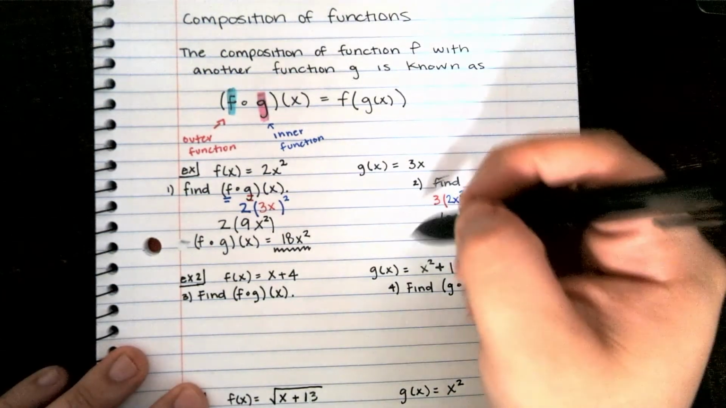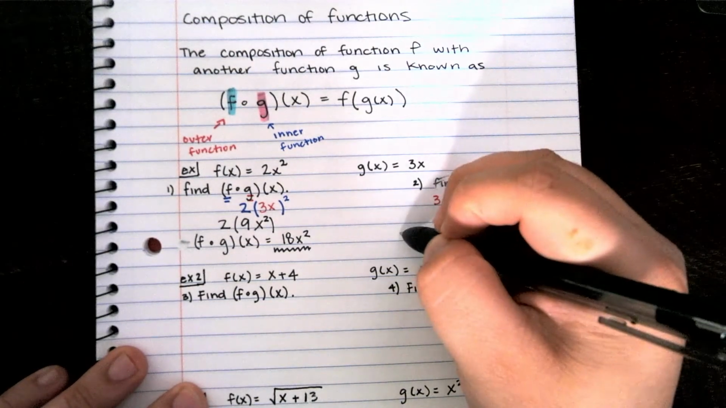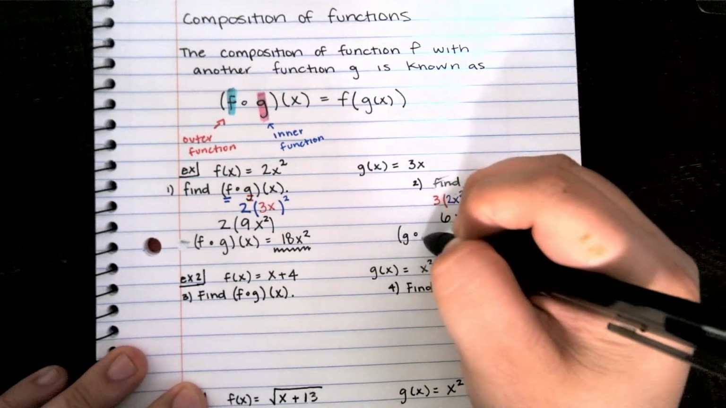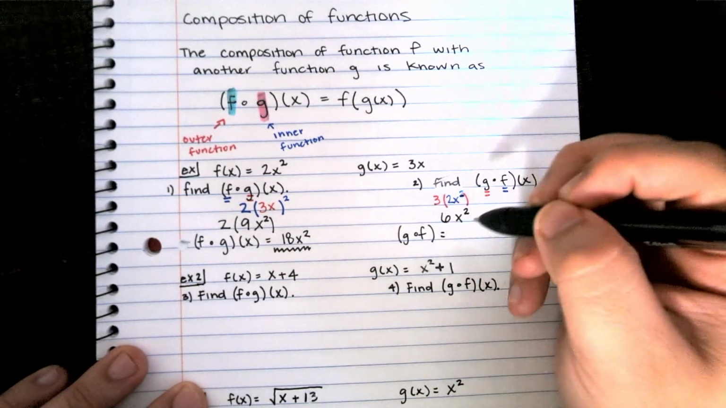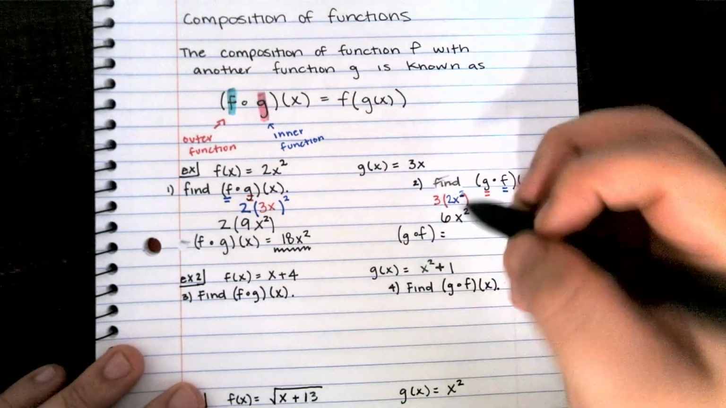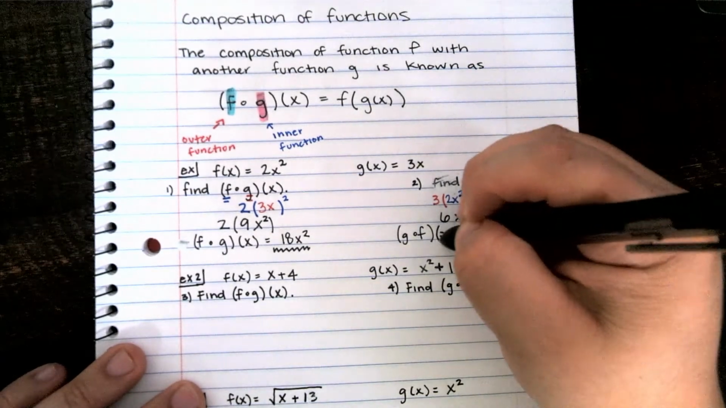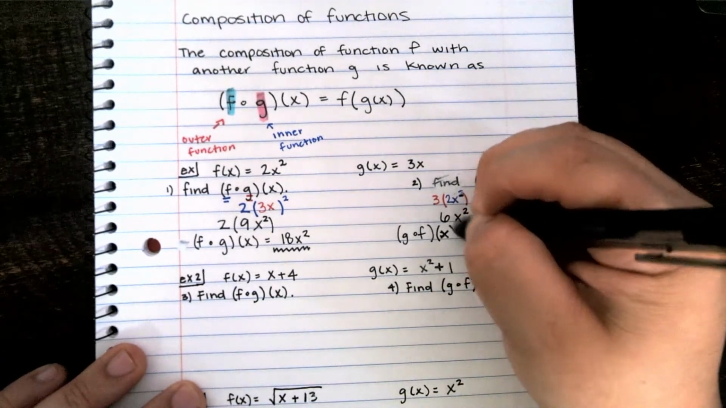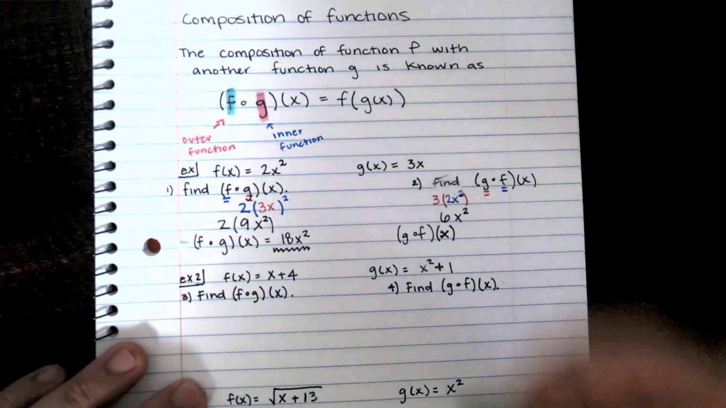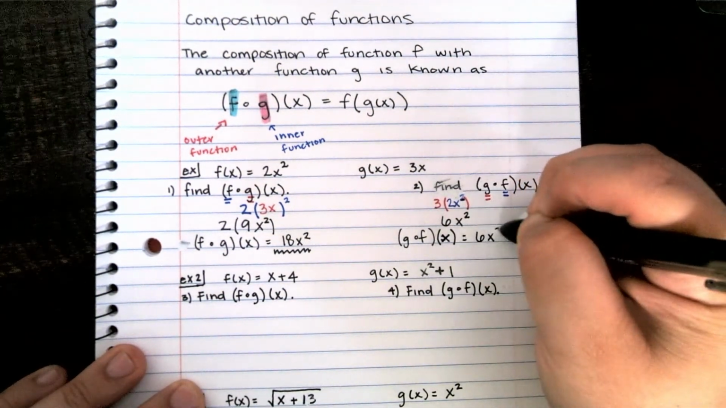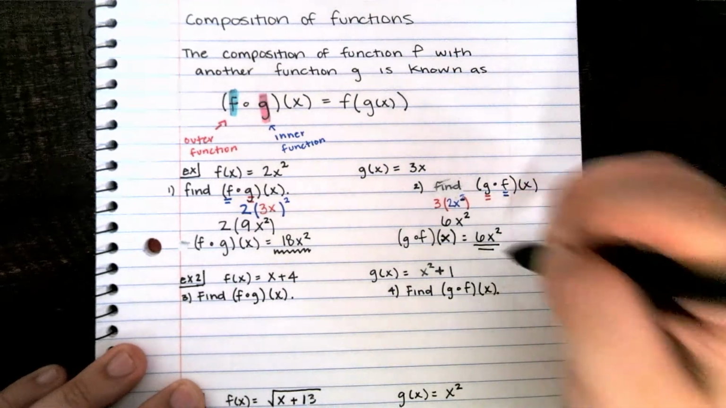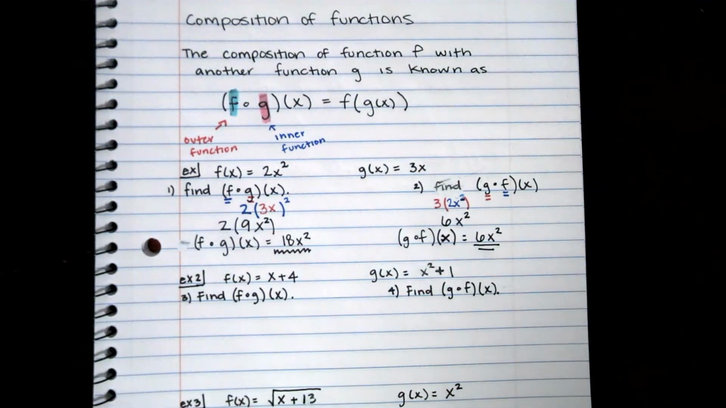So the final answer for this would be g of f of x, oops, sorry, I completely forgot the x there. Let me pretend like I didn't make that mistake. Equals 6x squared. And you can underline it or whatever just to know that that's the answer. Alright, so simple enough. Hopefully that makes sense.